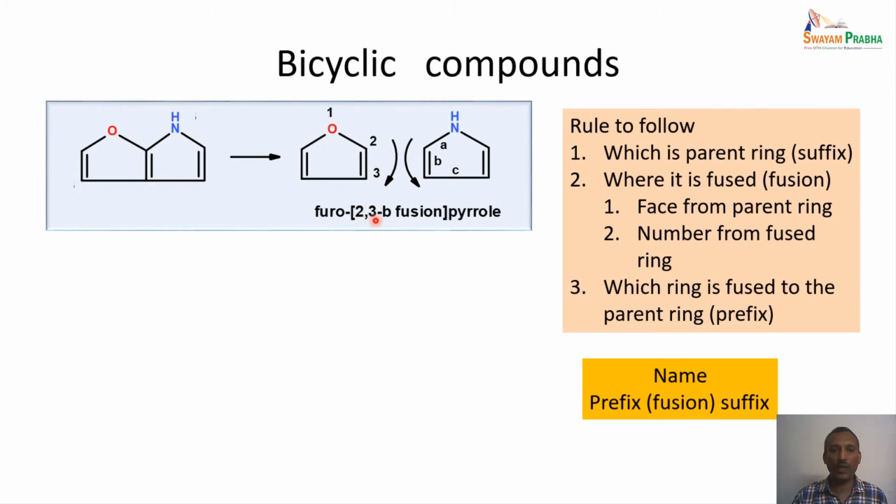The number 2, 3 is given to the attached ring. Whichever has the highest priority, the number is given to that particular ring. The connection is from the 2 to 3 bond and the B phase of the parent ring. So there are two things we have to remember. One, the phase is given based on the parent ring. That is what is written here. The phase is from the parent ring fusion and the number is from the fused ring, that is the highest priority ring.